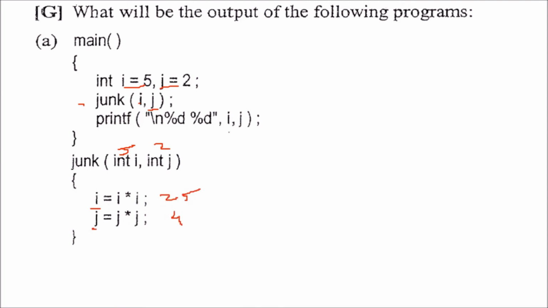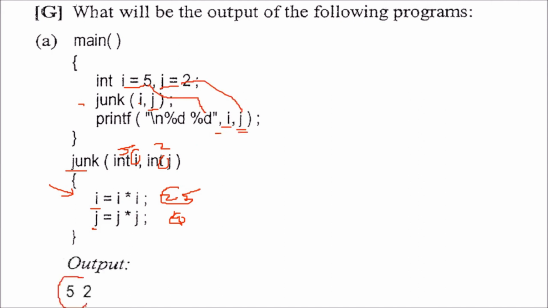But the situation is we want to print i and j. These i and j are the copies, so they are the local variables of this function. They are not going to have any effect on this i and j. So 5 and 2 will be printed. So the output will be 5 and 2 only.